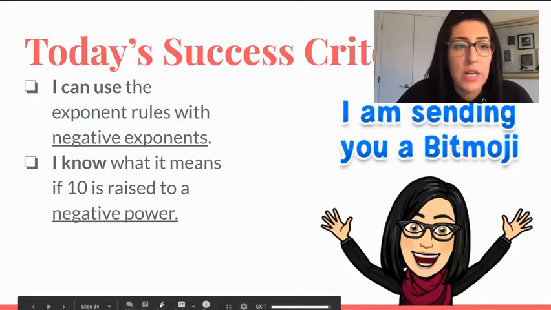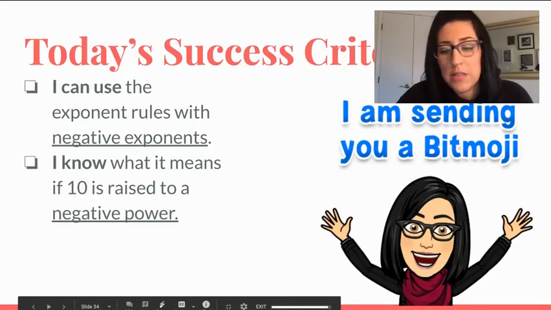So revisiting that criteria, we should be able to use the exponent rules with negative exponents and then know what it means if 10 is raised to a negative power. So right now we've really kind of hit that second criteria pretty hard, and we'll dive deeper into that first criteria in this last activity.